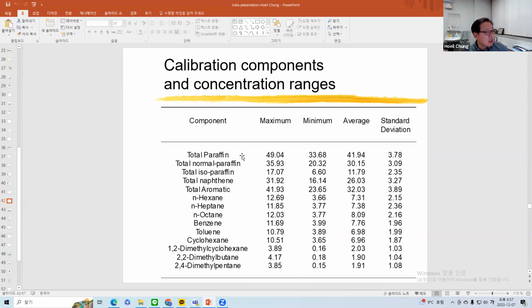This is the calibration component and the concentration range, as I mentioned before. I'm trying to determine total paraffin concentration, total normal paraffin, aromatic concentration, normal hexane, and so on, using PLS. This is the maximum and minimum concentration range, average, and standard deviation.